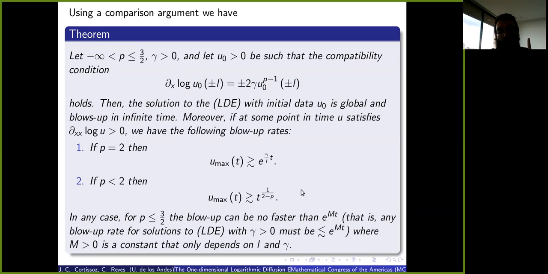It's interesting that when p is bigger than 2, solutions cannot be global. So that's another problem. For exponents bigger than 3/2, what's going to happen is that solutions are not going to be global. We could prove it for p bigger or equal than 2, but then at the end, I'll tell you something else. Worry not.